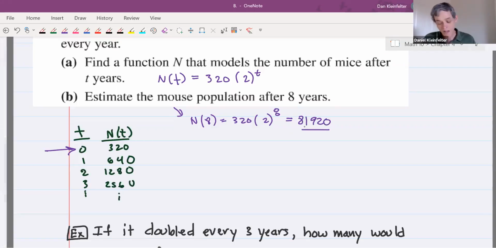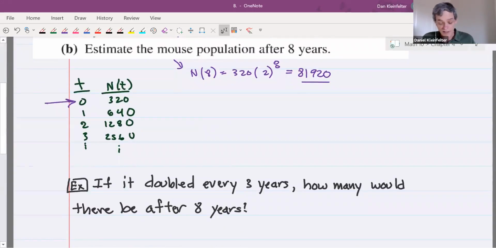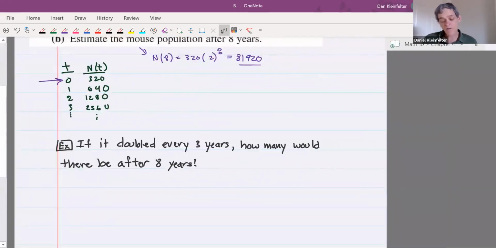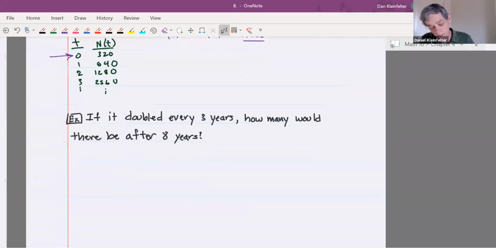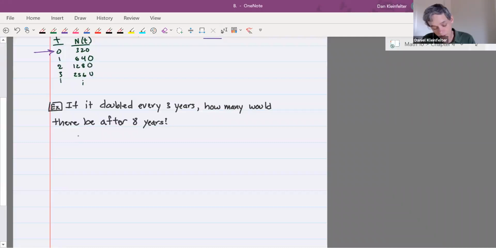One interesting change that we can make to this is to say, okay, what if instead of doubling every year, it doubled every 3 years? How would that go? To think about that, we'll again start producing a table. So t and then n of t.